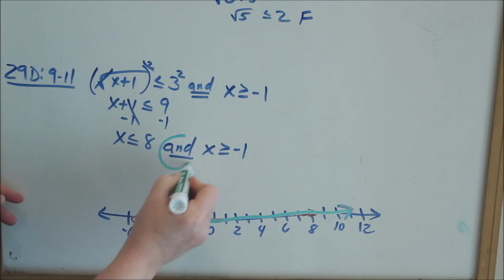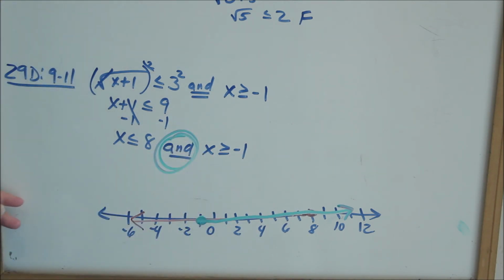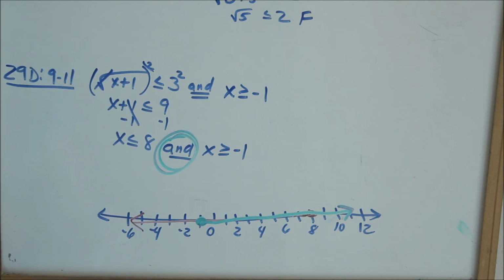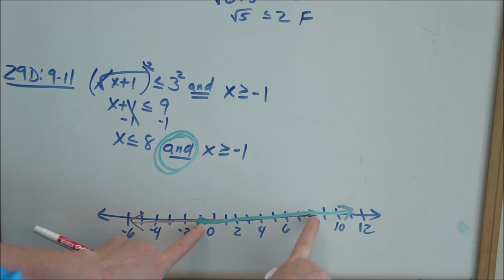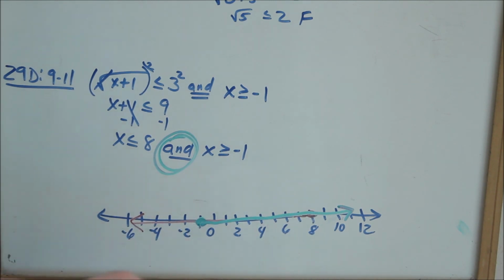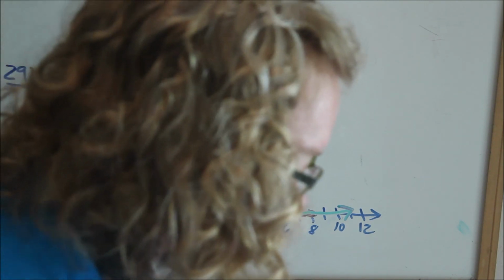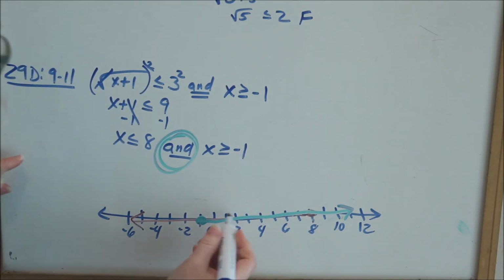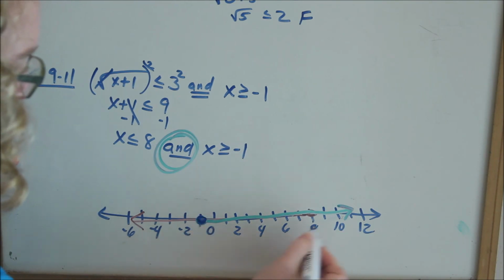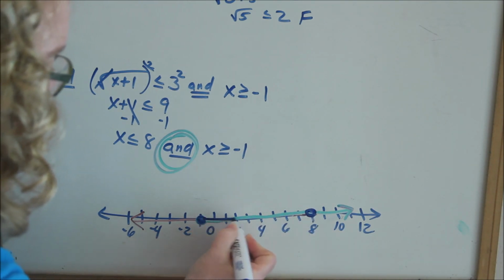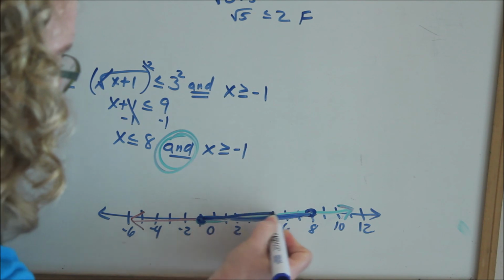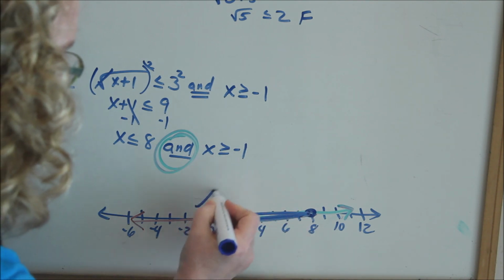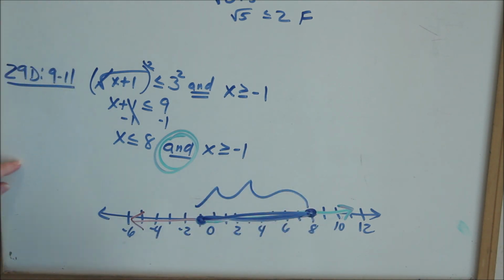Well, in order to meet both of these conditions, I need to have both of them. So it's where the colors overlap. The colors overlap in between here and here. So you want the area of where the colors overlap. My colors overlap here, here, and everything in between. Okay, this would be your final answer. Not these and not that.